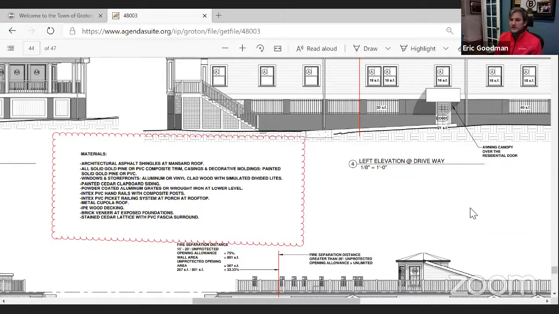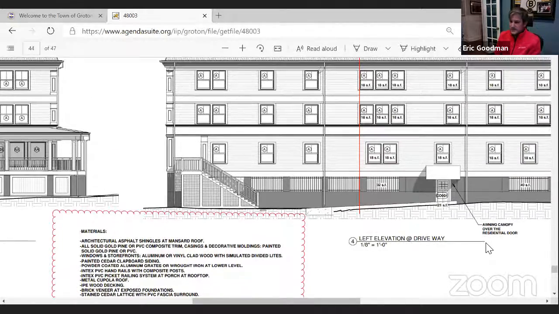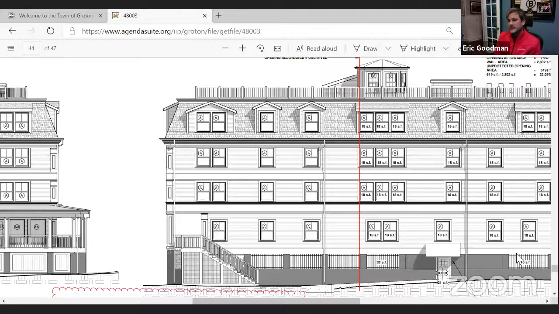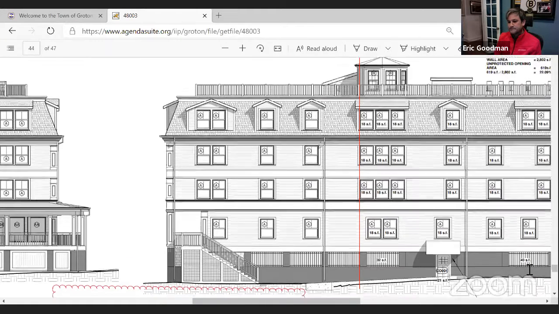Gotcha. We ended up using all cedar clapboard. We used a lot of wood trim instead of PVC. The only real PVC on it is the large crown at the top. I think he said wood decking, but we used Ipe wood decking. It was just stuff like that. I just figured it'd be a good idea to put it all together in one place. Okay. All right. Thanks.